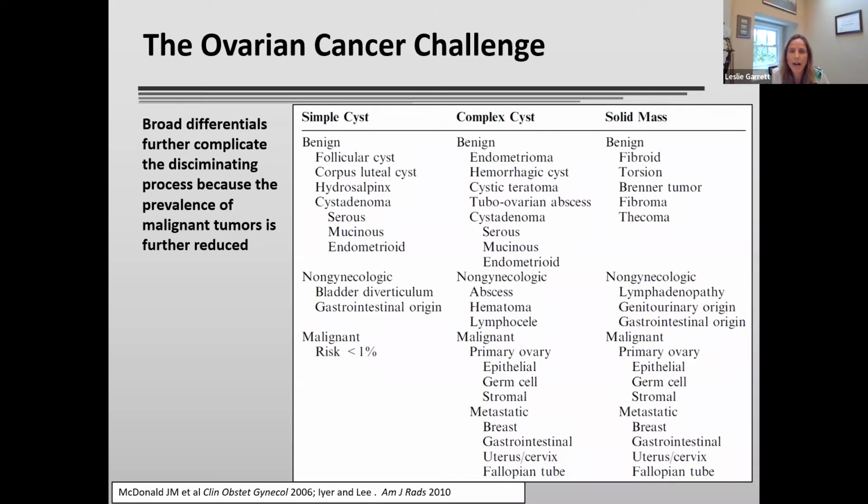When we go into complex cysts, which means septations or cystic and solid components, now our differential, our list, gets even longer, both benign and malignant, metastatic lesions, cancer from somewhere else that ended up on the ovary. In terms of the cancers, all the different layers of the ovary: you've got the epithelium, which make our epithelial primary ovarian cancers, the germ cells, germ cell tumors, the glue of the ovary, which make the stromal or sex cord tumors. So it's huge.